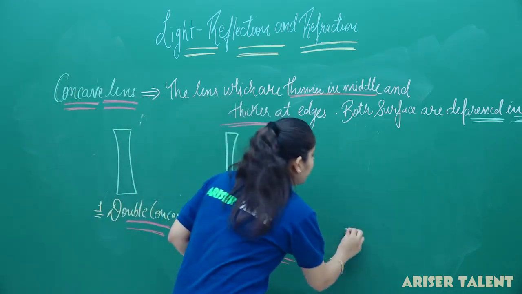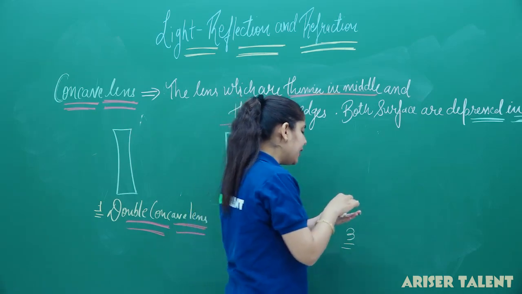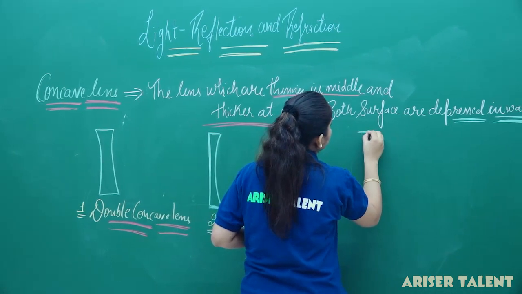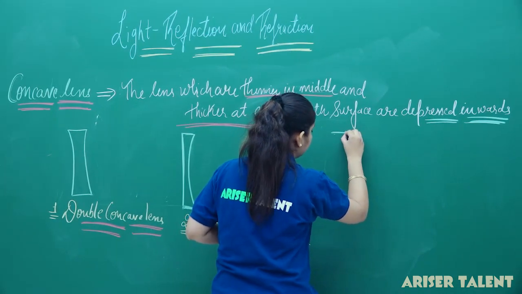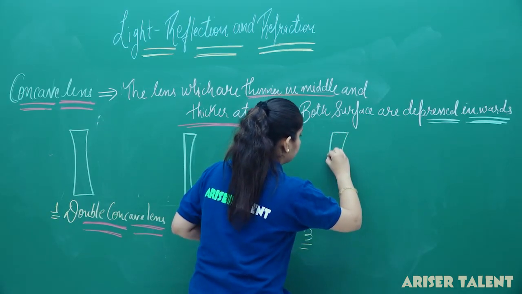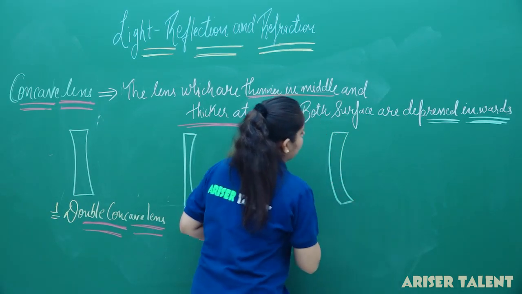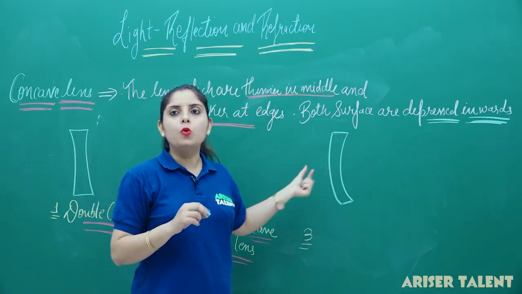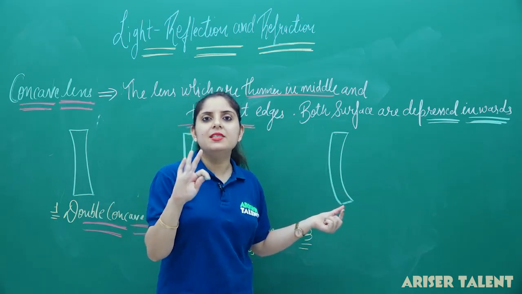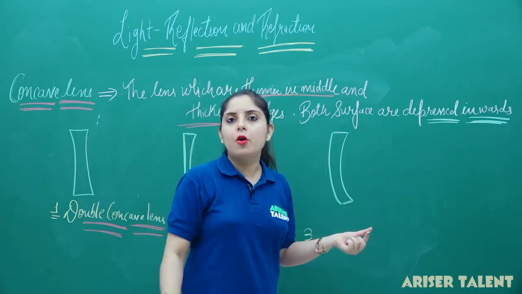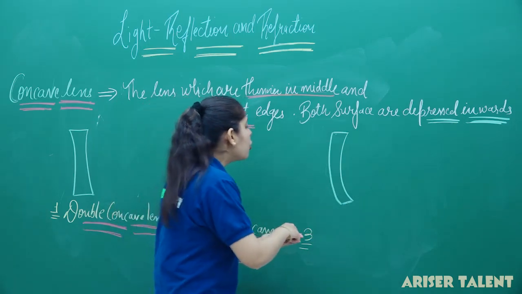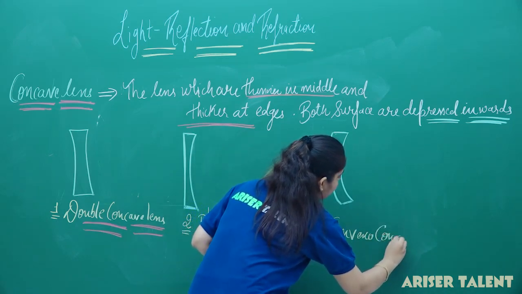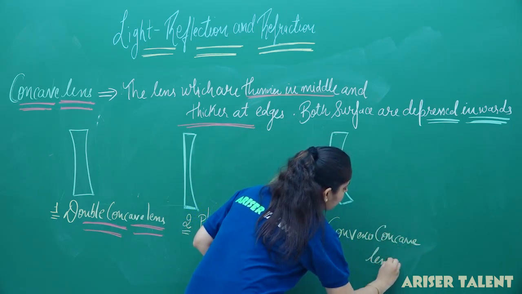Now, the third category. In the third category, we can draw the structure like this. In this diagram, we can see that one surface is bulging outwards and the other one is depressed inwards. It means it is a combination of both concave and convex lens. So I can name it as a convexo-concave lens.